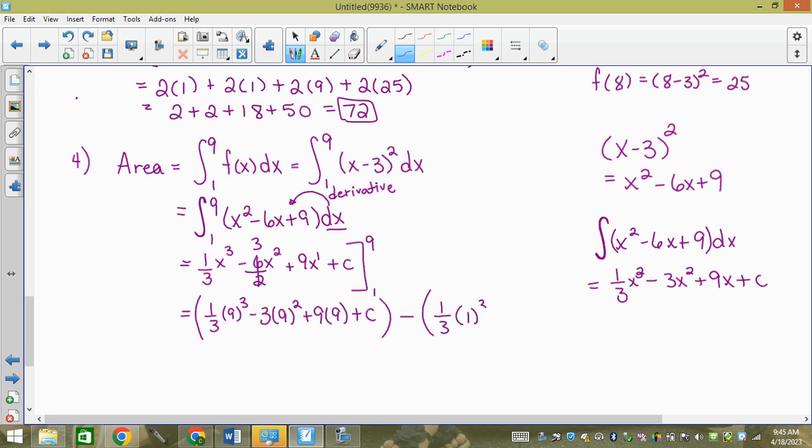1/3 times 1 cubed minus 3 times 1 squared plus 9 times 1 plus c. 81 divided by 3, 27? Must be 27, minus 81 times 3, 243. I was really out to lunch there. Plus 81. Now this is the thing. This C and this C cancel.